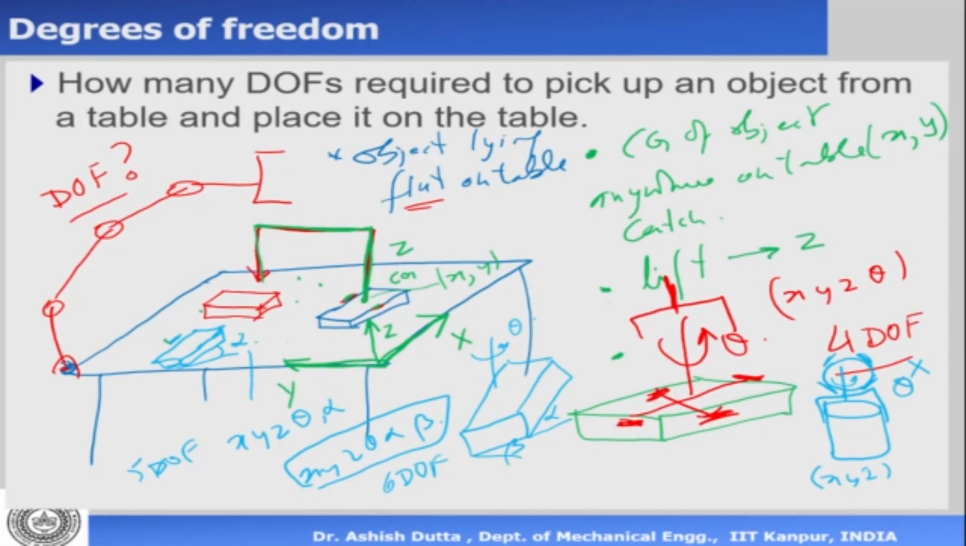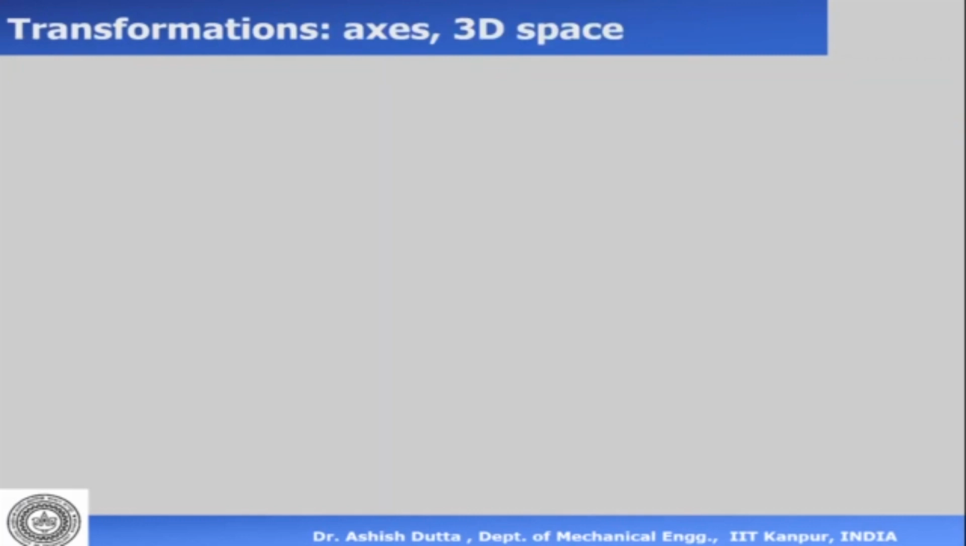Because it's a symmetric object, there is no need for the theta rotation at the top. Okay, so let's move on. Transformation axis and 3D space.